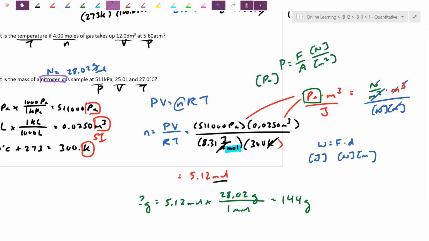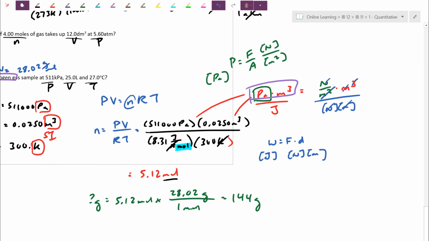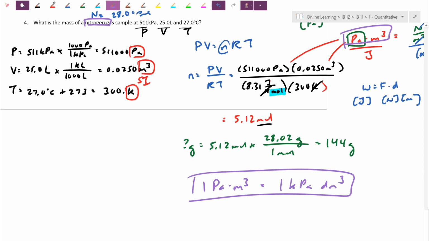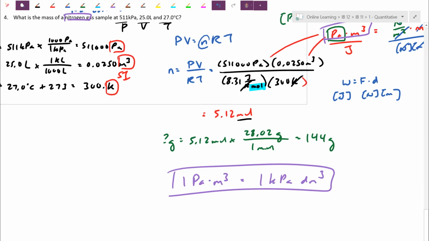I guess based on my physics background here, I'm very comfortable using the SI unit. Sometimes in chemistry, people don't like going straight to the Pascal, straight to the meter cube. There is a shortcut that you can test out for yourself. That 1 Pascal meter cube, this combination, is actually the same as 1 kilopascal decimeter cube. Let's figure out why that is. If I had the full SI unit here, pascals, if you wanted to go to kilopascals, you would have ended up dividing by 1,000. If you want to go from meter cube, which is kiloliter, over to liter, which is decimeter cube, I would have multiplied by 1,000. You see that those two terms actually cancel out.